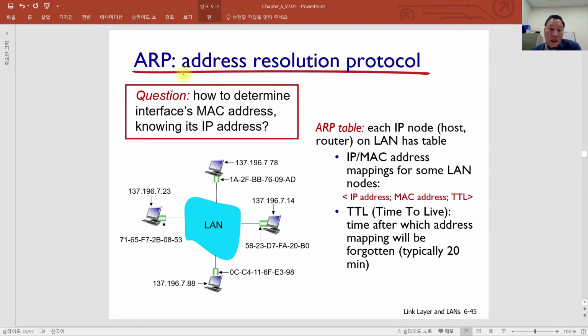ARP, this one explains the address resolution protocol. The question is how to determine an interface's MAC address. This one is Ethernet address, physical address, knowing its IP address. Thus each one should have this IP address and the MAC address.